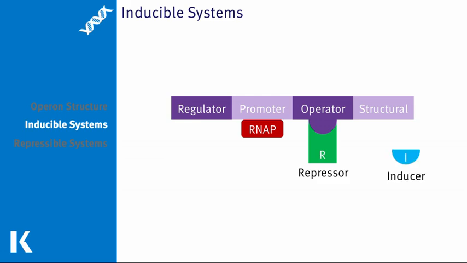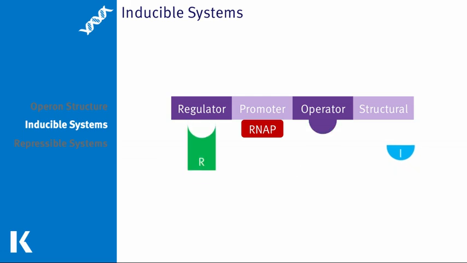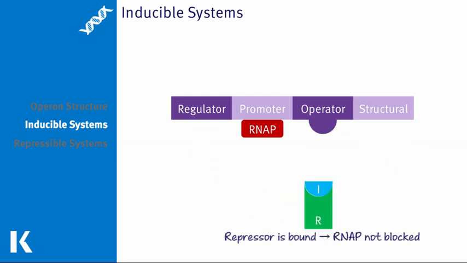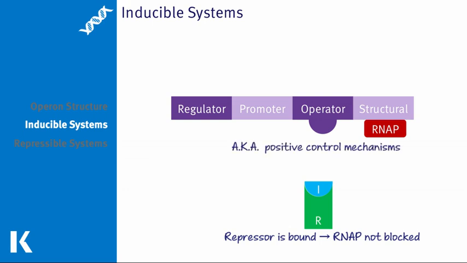To circumvent this, when more gene product is needed, the inducer comes in to intercept the repressor protein and bind onto it before it can reach the operator. Then the repressor is too busy dealing with the inducer to get in RNA polymerase's way, and gene product is created. Inducible systems can be called positive control mechanisms because a new thing has to be present for something to happen. The result of the whole process is production. We'll cover what a negative system is when we get to repressible systems shortly.